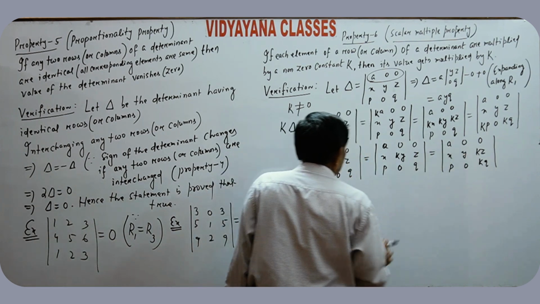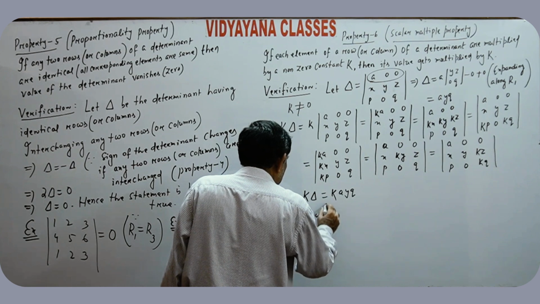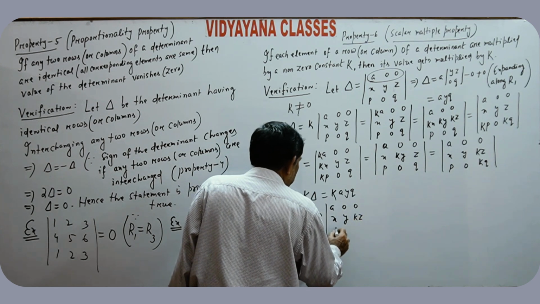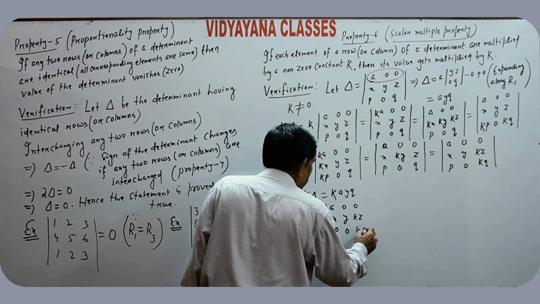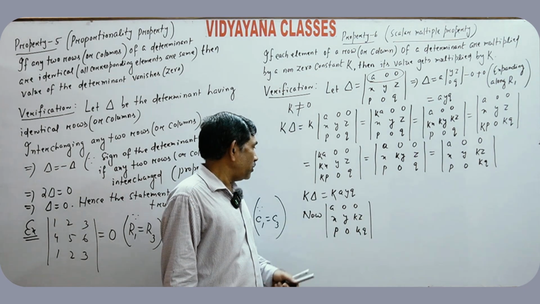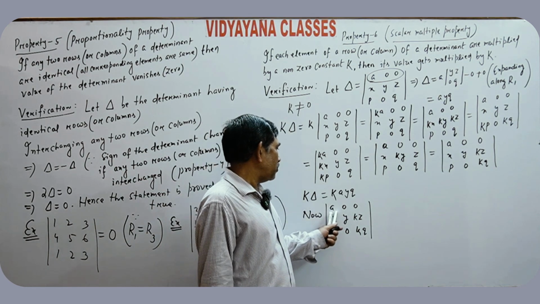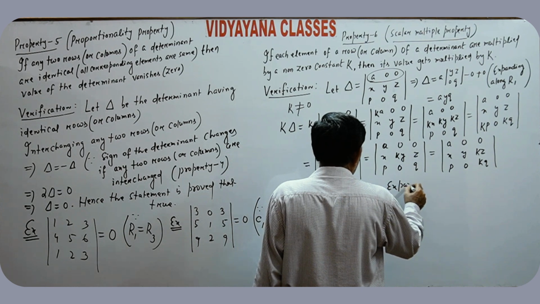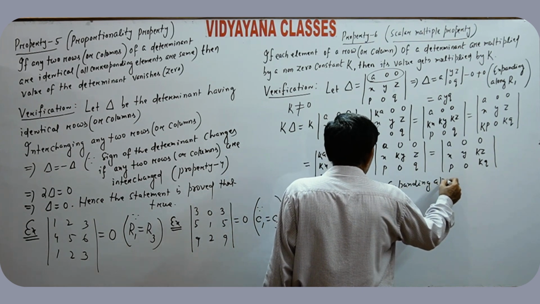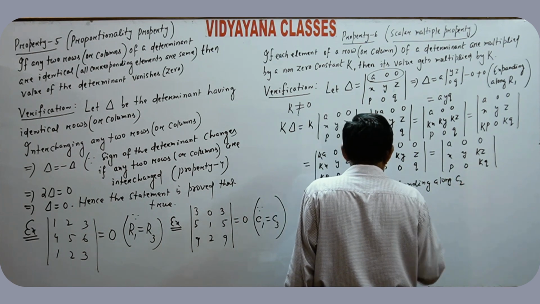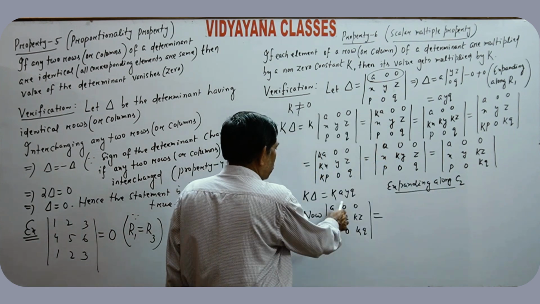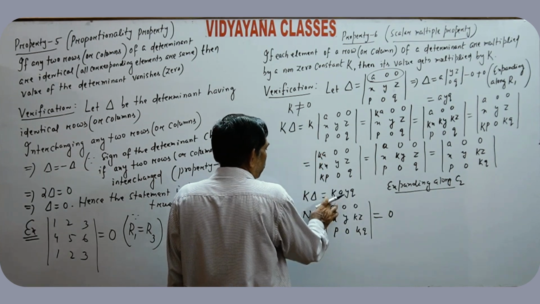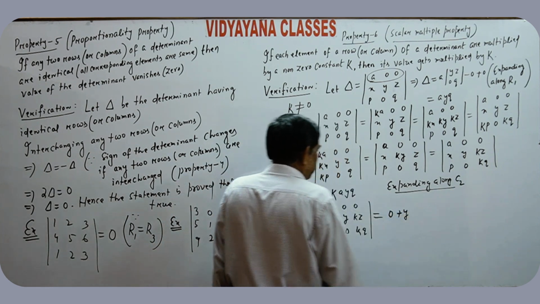Now expanding this determinant, a 0 0, x y kz, p 0 kq. Row 1 contains the maximum number of zeros, and so does column 2. So we will expand along row 1 or column 2. Expanding along column 2, the sign of 0 is negative, it is 0. The sign of y, going minus plus minus, is positive.